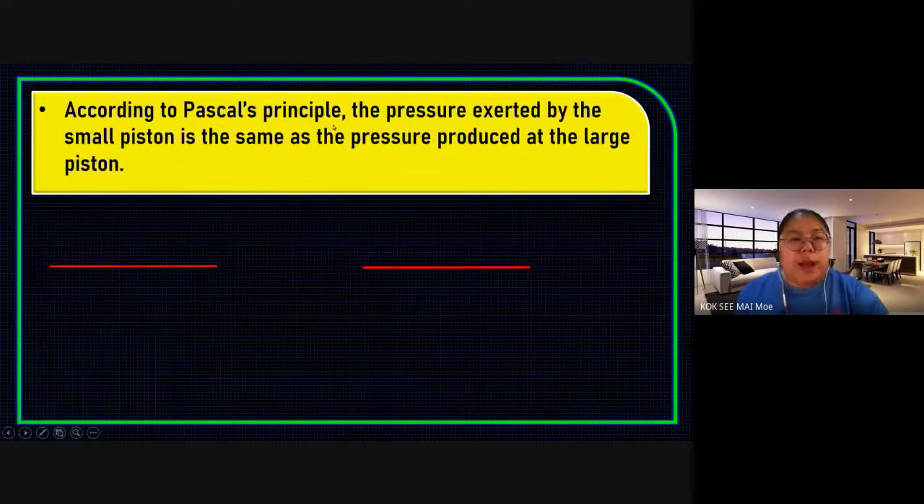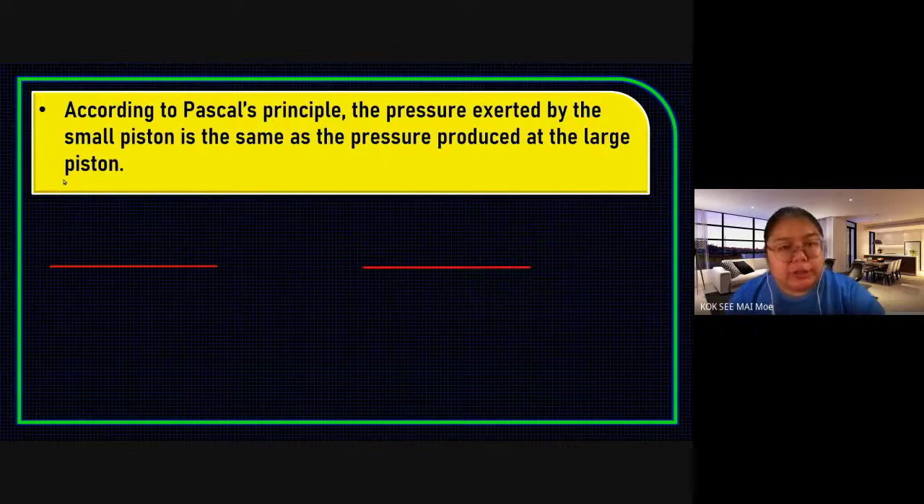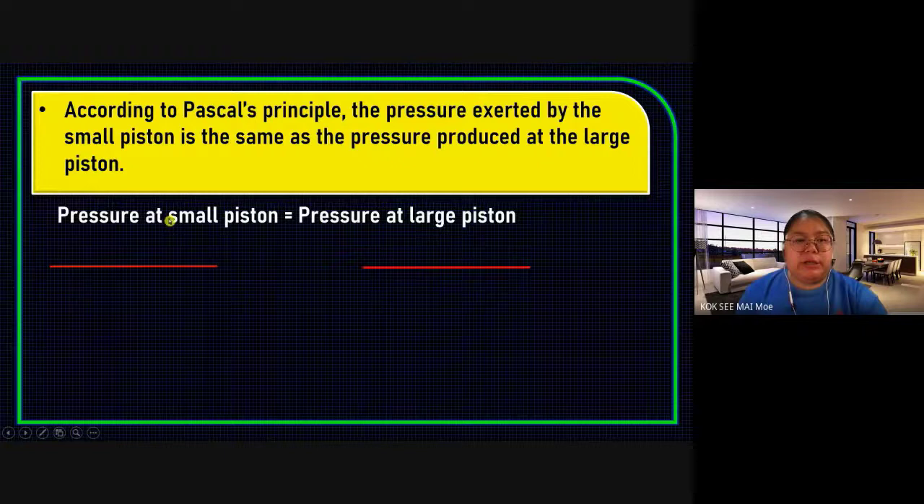According to Pascal's principle, the pressure exerted by the small piston is the same as the pressure produced by the large piston. Just now Pascal's principle said that pressure is transmitted uniformly. Pressure is never lost. However much pressure you put in, the output has the same pressure. So we write the equation: pressure at the small piston equals pressure at the large piston. That is Pascal's principle.